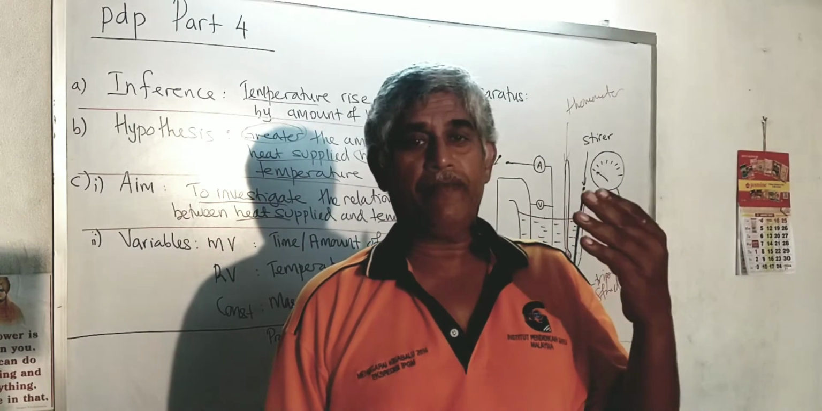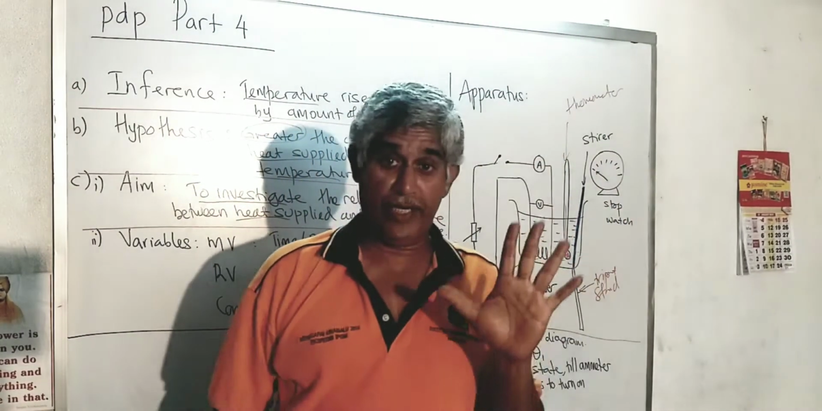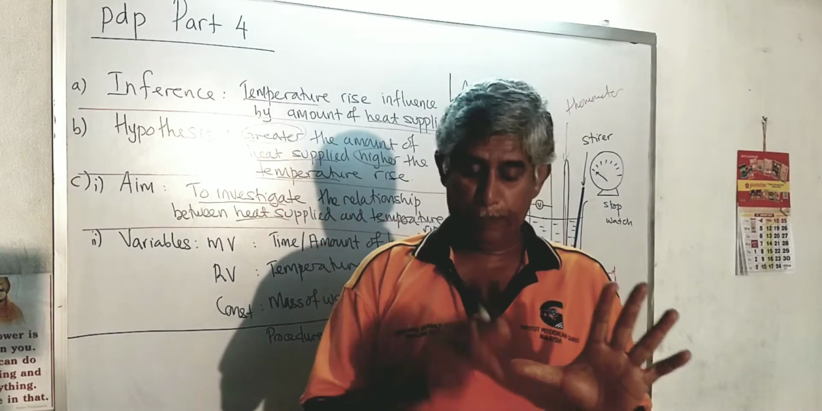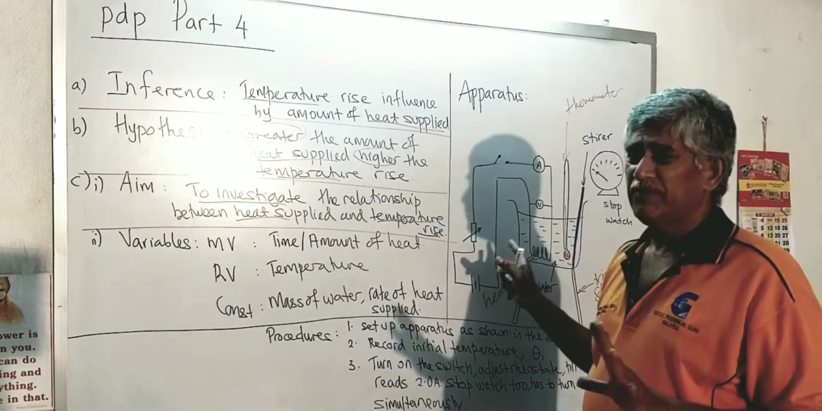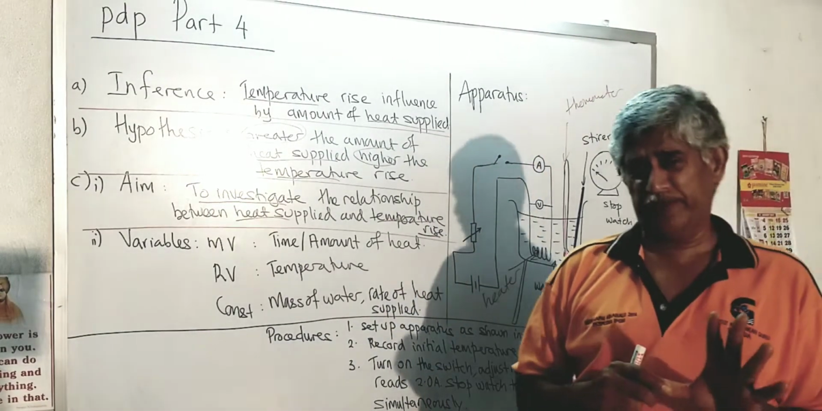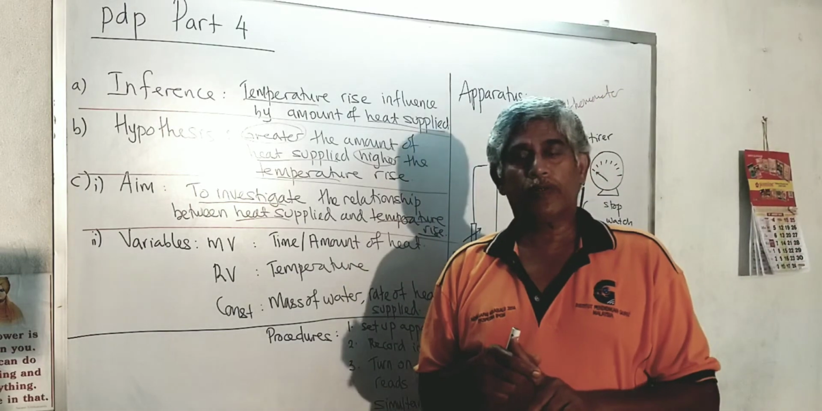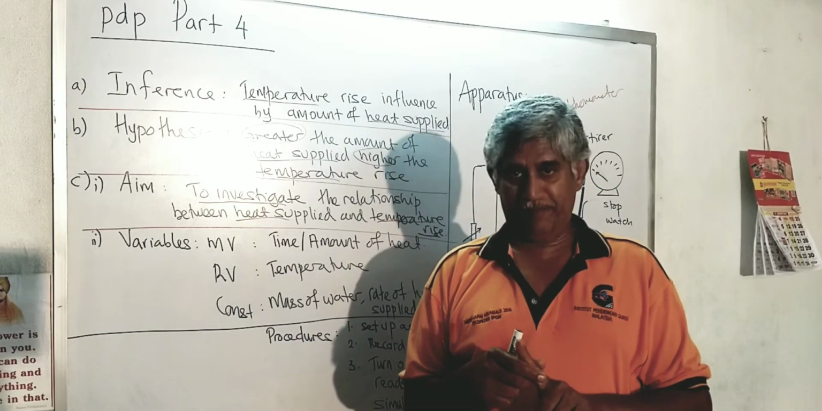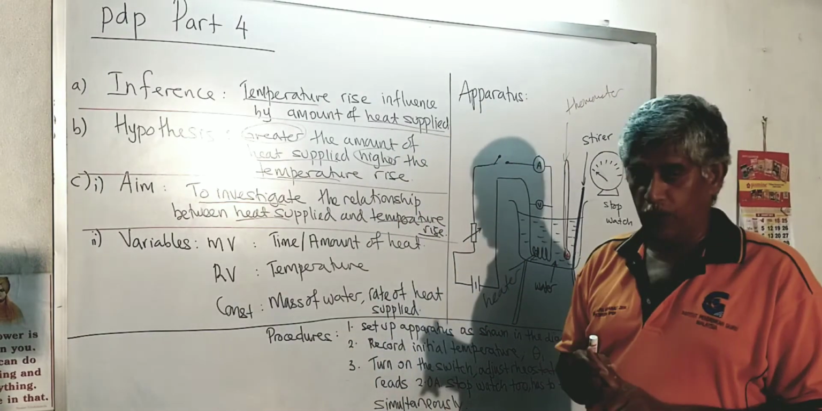to check whether we have missed out any apparatus or not, you go through the 5 base quantities that we learned. First, mass. Do we need to measure the mass of water? Here the mass of water is constant, so we don't need to measure. Then number 2, what do you measure? Time. Do you need to measure time? Yes. So you have to write stopwatch.